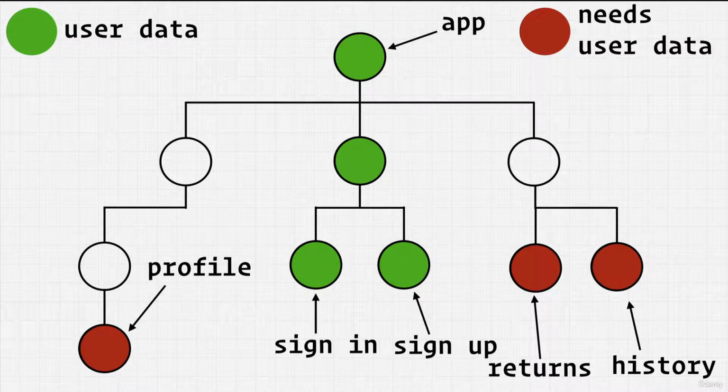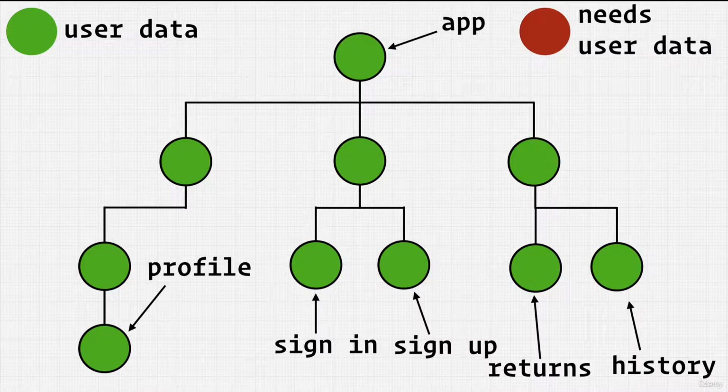Then, in order to give it to the profile, we'll have to go over to that settings page, and then from the settings component, pass it to its corresponding user child. And then finally, from user, we can finally pass it to the profile. Similarly, on the right side from app, again, at the top level, we pass it over to our orders. And then from orders, we pass it to returns.